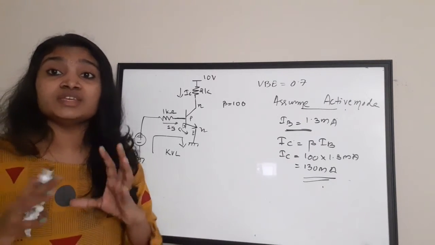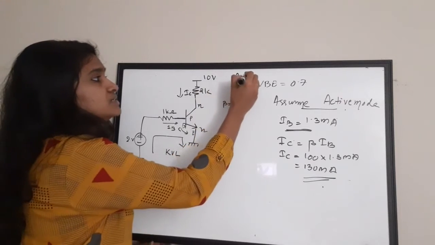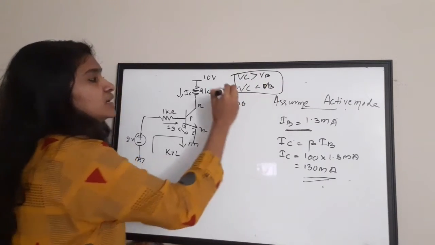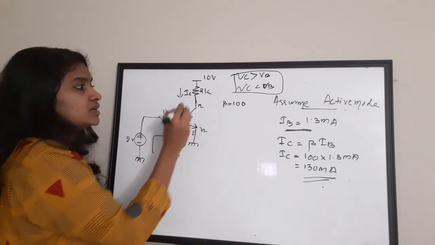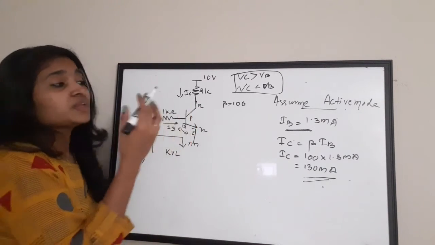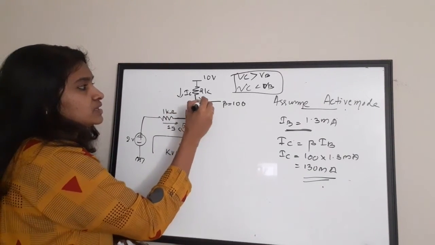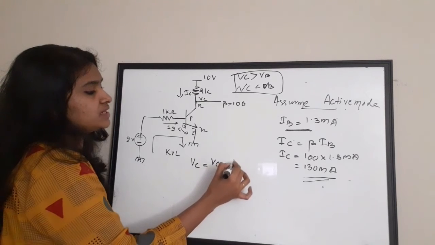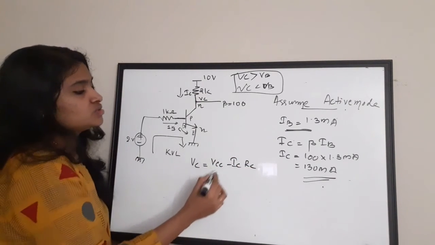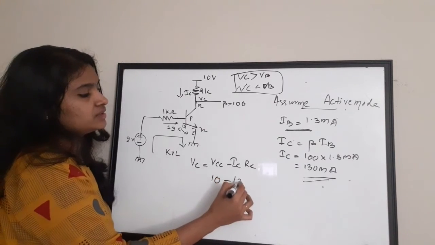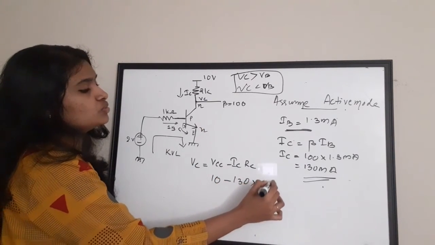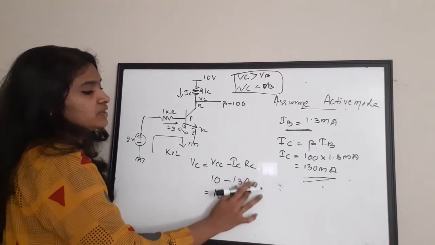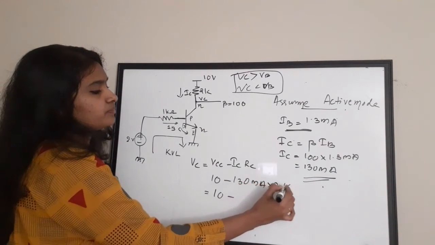Now we need to find VC to compare whether VC is greater than VB or VC is less than VB. VC means the voltage coming to the collector region. I have explained earlier what VC or V out is. VC is equal to VCC minus IC into RC. So what is VCC? It is 10 minus IC, which is 130, into RC, which is 2K. Here 130 is milliampere, into 2K.